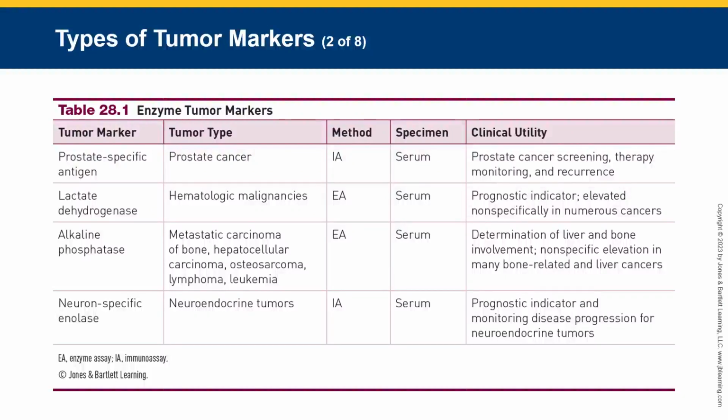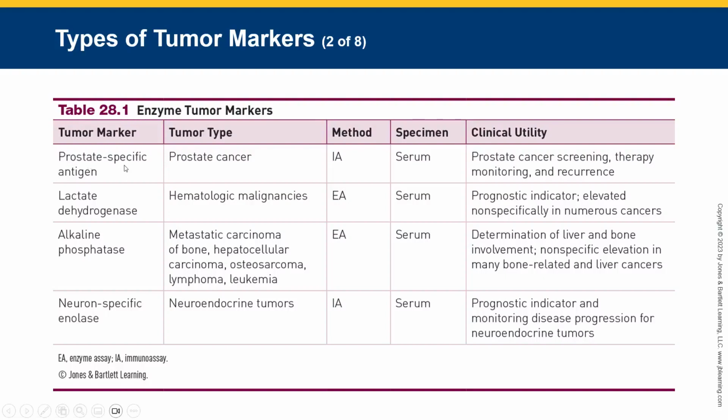So the next few tables that I'm going to go through, you should take detailed notes on. Any number of exam questions could come directly from these tables. You need to know every detail here. So what the tumor marker is, what type it's a marker for, and what its clinical utility is, in addition to whether it's an immunoassay, which is labeled IA, or an enzyme assay, which is labeled EA.